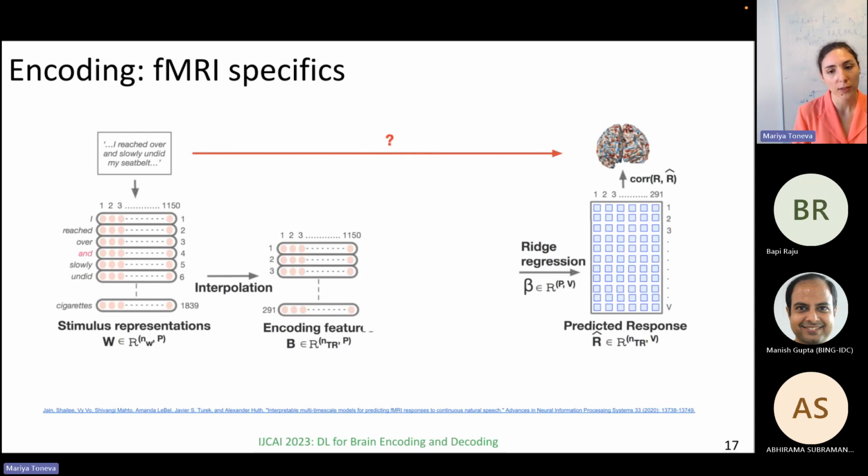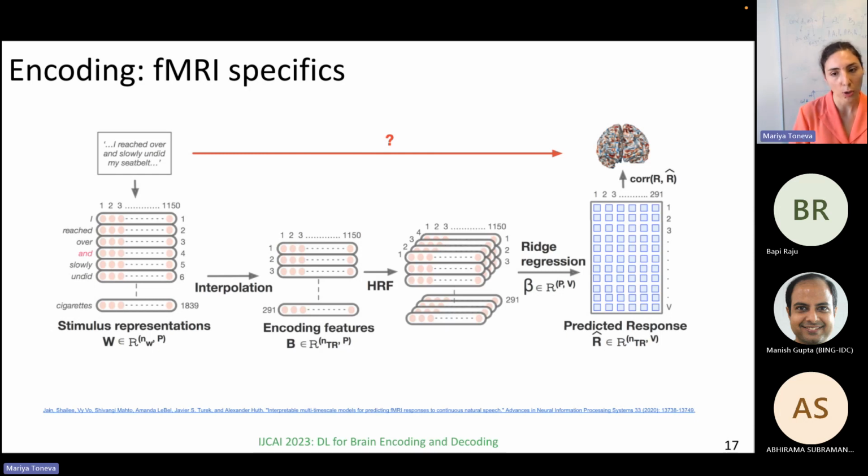But very often we actually use more naturalistic setups in which, let's say, you're listening to the stimulus, in which case each word has a different duration. And so your brain response actually relates to these different durations that you listen to these different words. So then we need to actually take that into account, and we cannot simply average the different representations for these words.